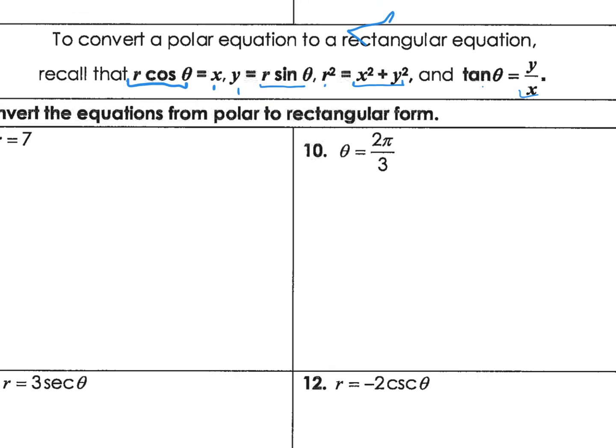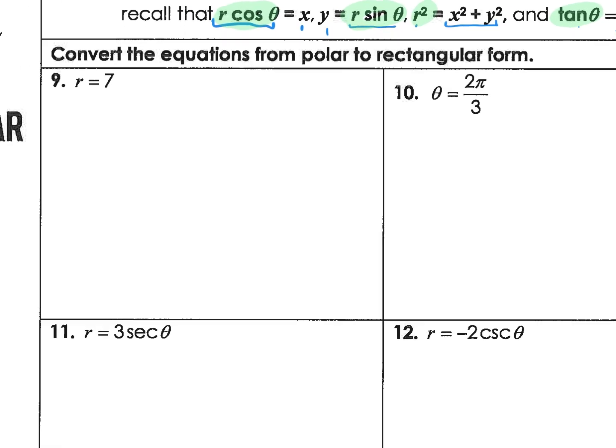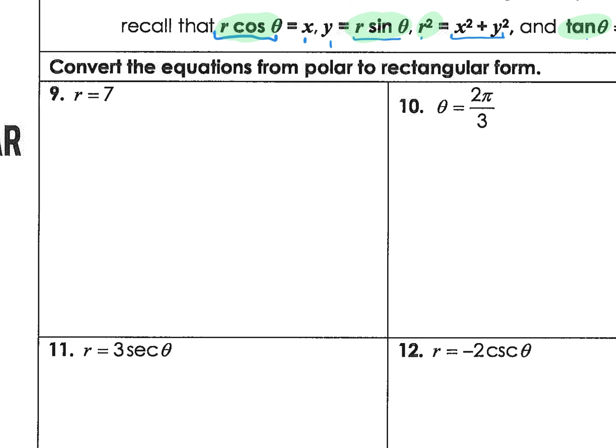So guess what we need to have? We either need to have an r cosine to replace, an r sine to replace, an r squared, or a tangent. So right off the bat, look what happened. We don't have any of those, do we? We got r. But what could we have? R squared. So what do we need to do to both sides? So now we have r squared equals 49. And what can I replace r squared with? X squared plus y squared.